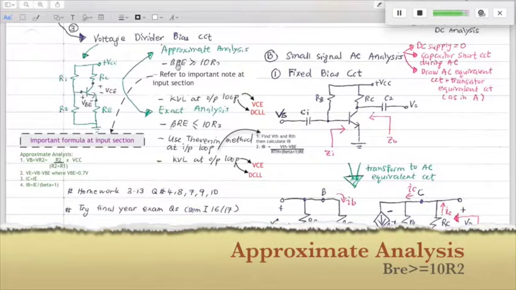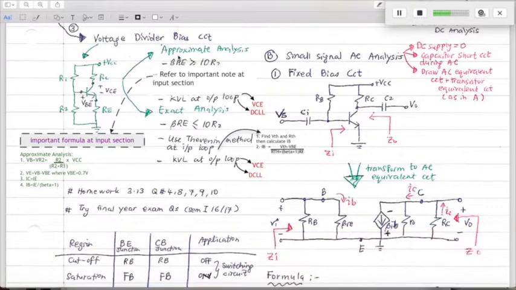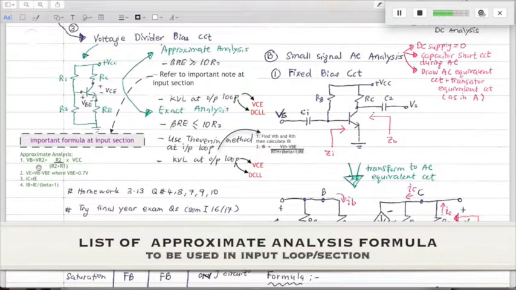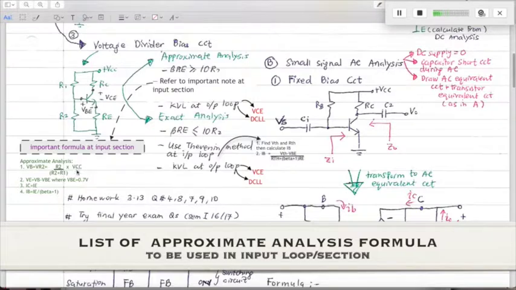Once you obtain the beta RE value, for example greater than 10 R2, you know you need to use approximate analysis. So refer to the important note at the input section, which is over here. In approximate analysis, you need to calculate VB. You can get VB by calculating VR2. VR2 is R2 over R2 plus R1 times VCC. This is the voltage divider rule.